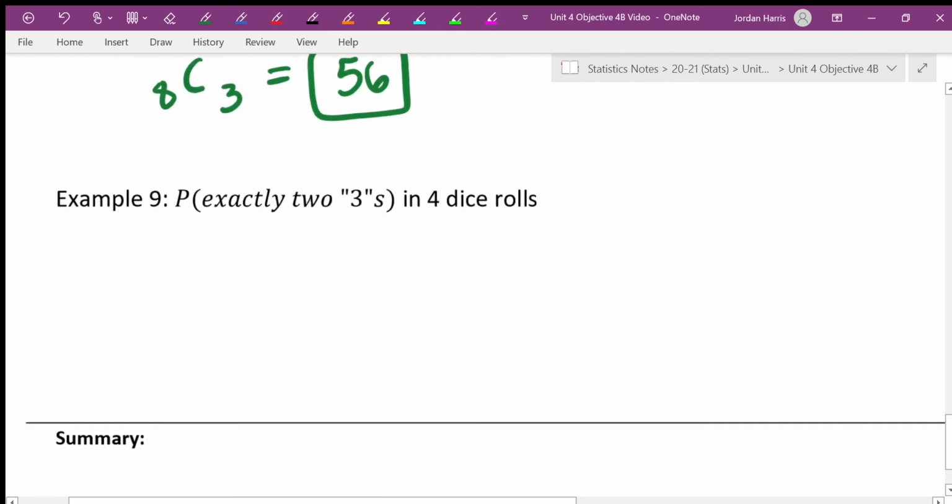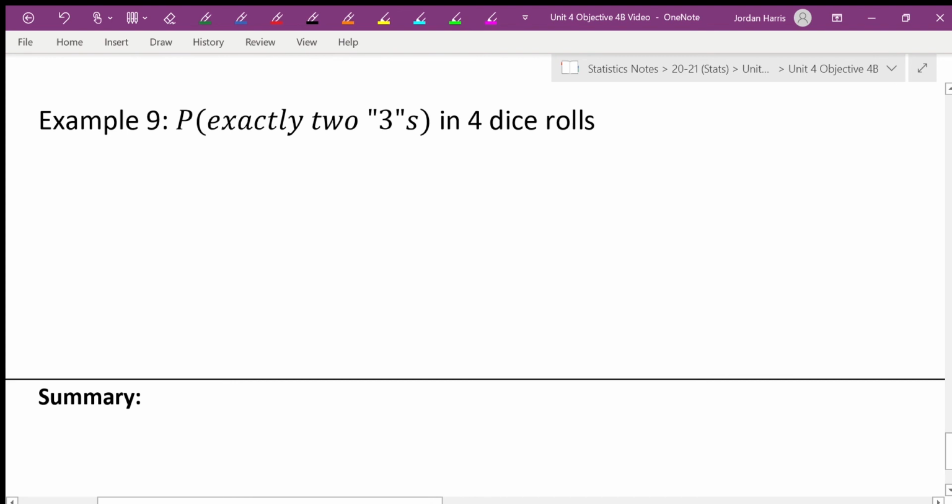All right, example 9. So this does not relate to combinations and permutations. This is just one last thing to talk about. Lots of examples, lots of different ways you're going to see probabilities. So you want to interact with all of these different things. So it says, what if we're getting exactly 2 3s? So if I rolled 4 dice, I want the probability of getting exactly 2 of them that read 3s. Okay.